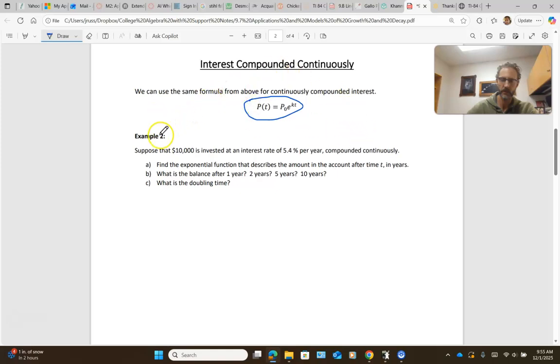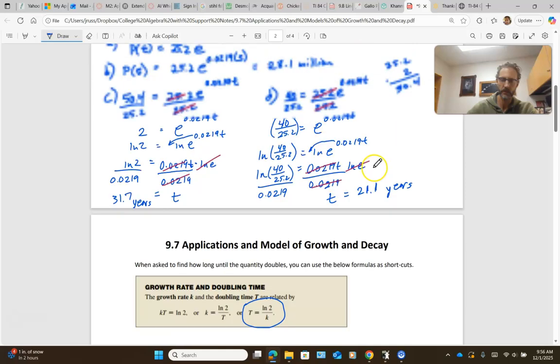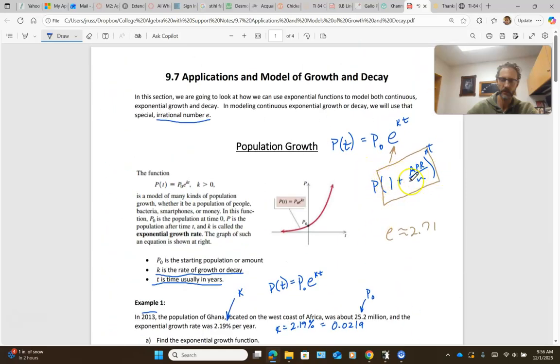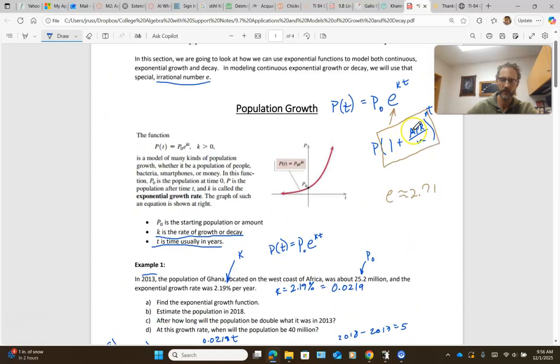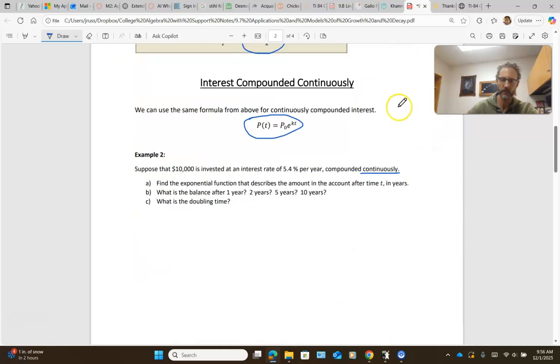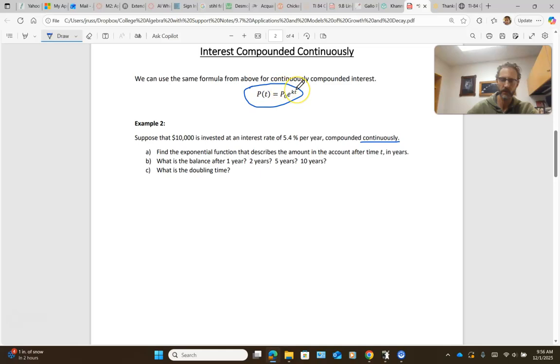And let's look at example 2. It says, suppose that we invest $10,000 at an interest rate of 5.4% per year, compounded continuously. Now, if the word continuously was not in this, we would be using this formula up here, okay, right here, if it was compounded quarterly or monthly, etc. When it's compounded continuously, this piece of the formula converges to this irrational number e. So that's why we're using this formula template.